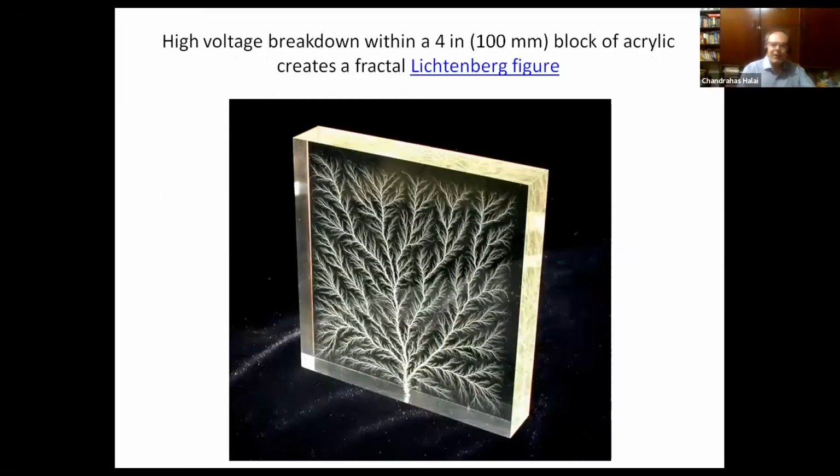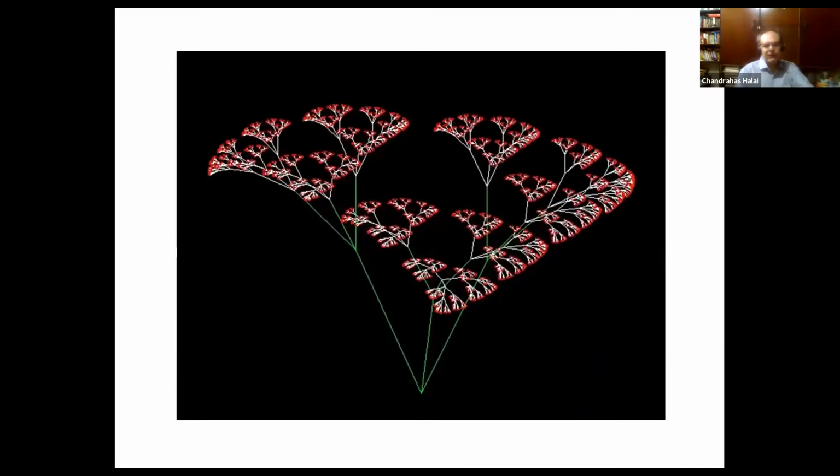Then when you apply very high voltage across an acrylic plate, you get the breakdown of the dielectric. So it is similar to your lightning. So you can see such a fractal pattern. And this kind of fractal pattern is known as a Lichtenberg figure. Now this is similar to what you see in a cauliflower, or a 3D flower, a 3D fractal pattern.